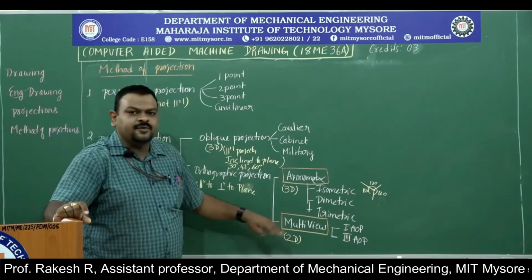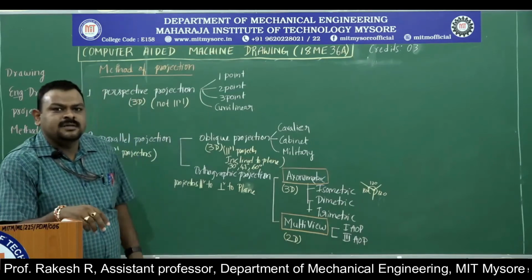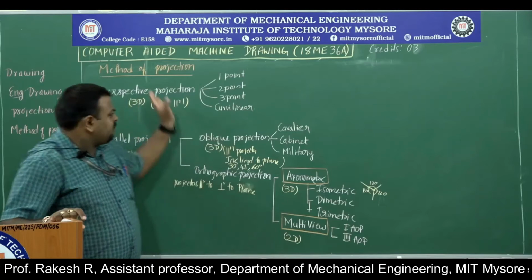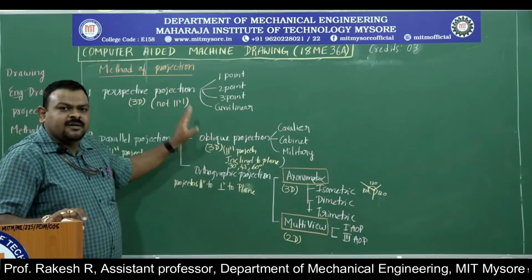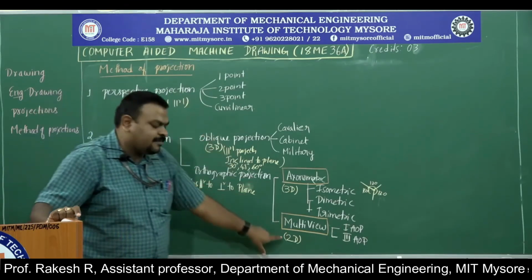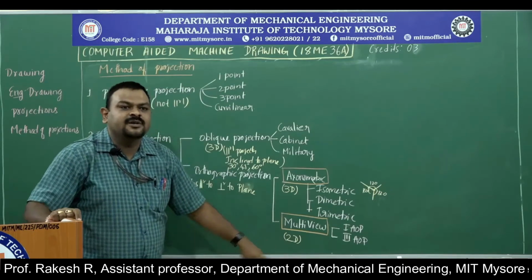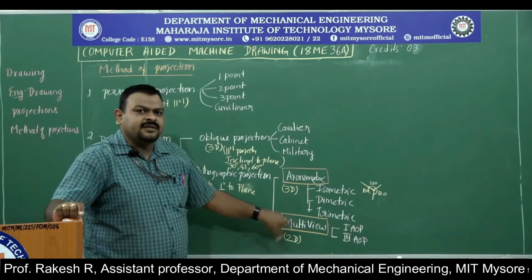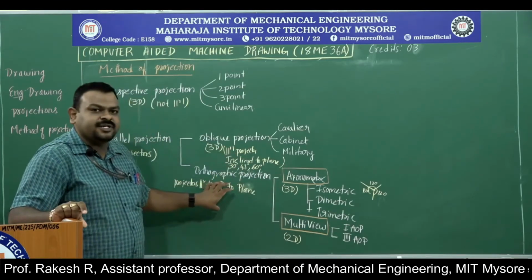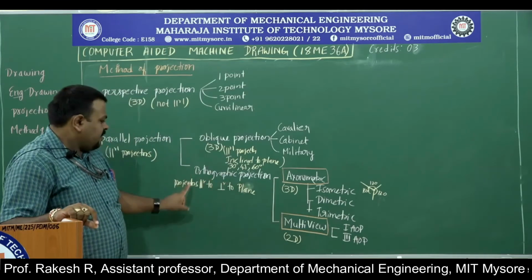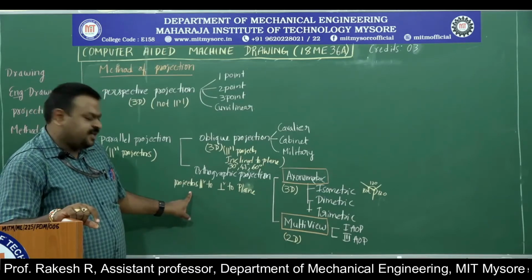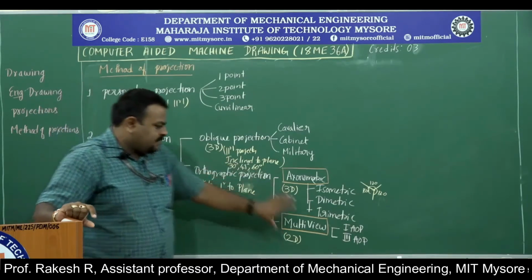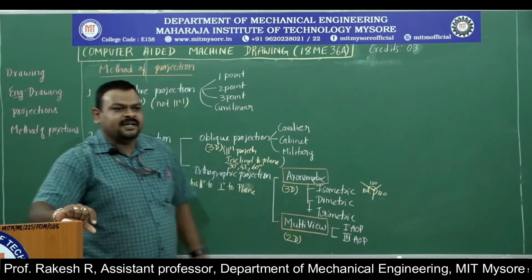Then coming to multi-view. Multi-view means the output drawing is 2D here. As you see, all the types of projection are 3D except this multi-view drawing. Multi-view drawing is 2D. In multi-view drawings, the principle is orthographic projection. What we will do is, projectors are parallel to each other and perpendicular to the plane. The same thing we take in multi-view drawing.